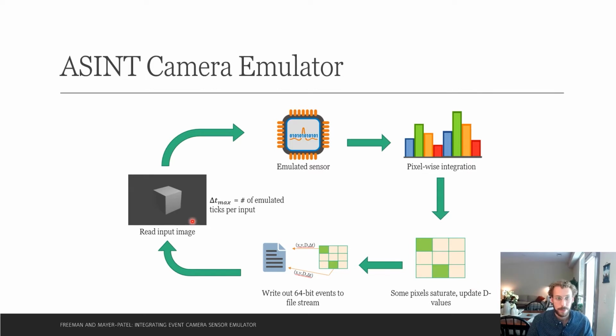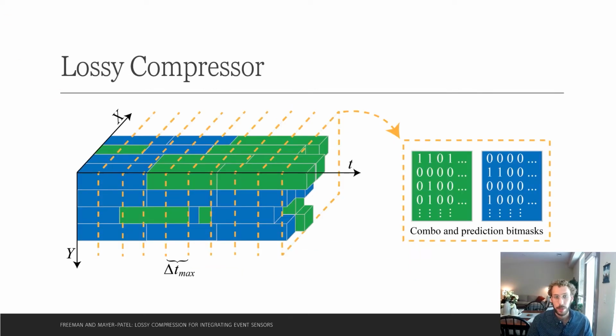And then more recently, we published this work about lossy compression of the data coming from this ASINT emulated sensor. So we divided the emulated pixel array into uniform blocks and had a couple different approaches for compressing the data within those blocks, depending on the stability of those pixel values over time and how much they differed from each other.